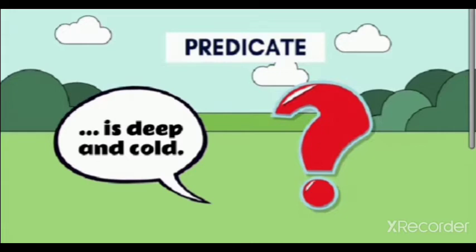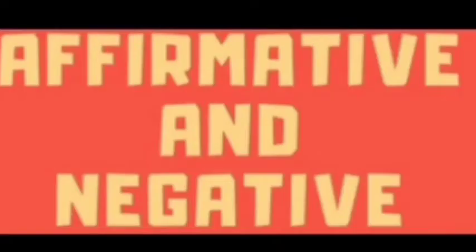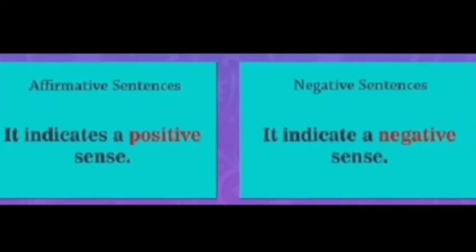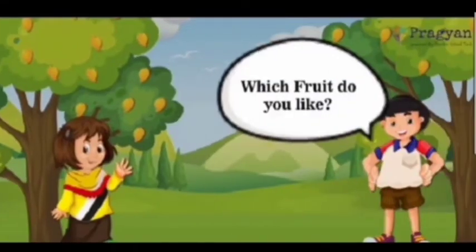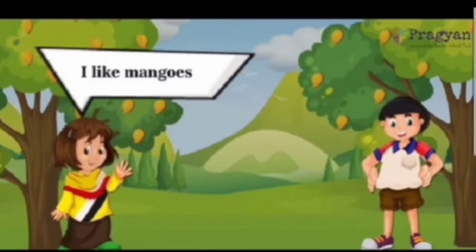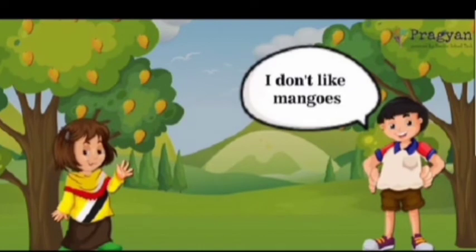Let's move on to the next topic, which is affirmative and negative sentences. Let's see. An affirmative sentence indicates a positive sense. A negative sentence indicates a negative sense. For example, which fruit do you like? I like mangoes. I don't like mangoes.